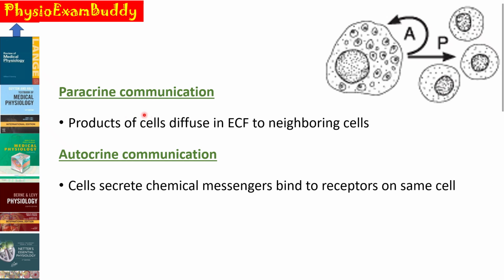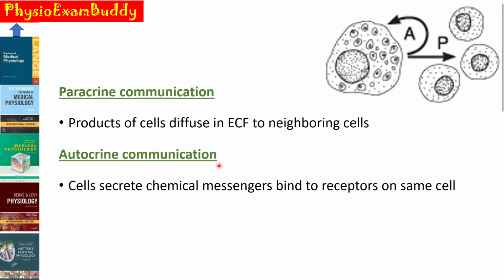Next type is paracrine communication. That is, the product of the cells will first diffuse into the extracellular fluid, and from the extracellular fluid they will diffuse to the neighboring cells and exert their action there. That type of communication is known as paracrine communication. You can see in this diagram, this cell produces a product, P, which will diffuse through the extracellular fluid and act on the neighboring cell. This type of communication is known as paracrine communication.